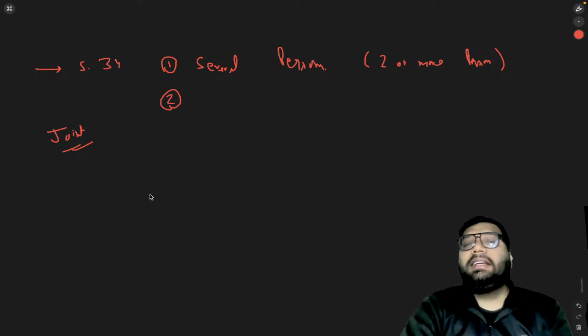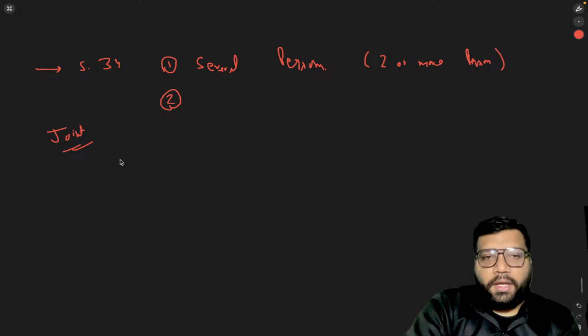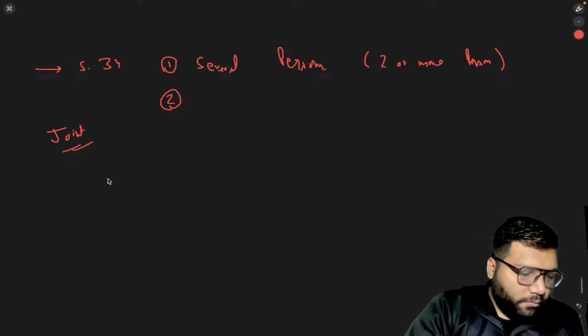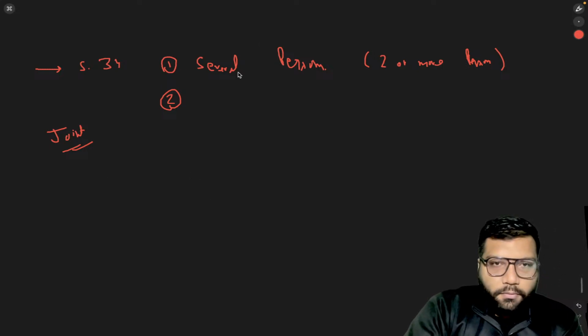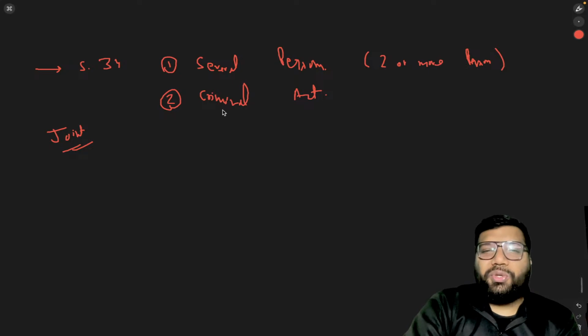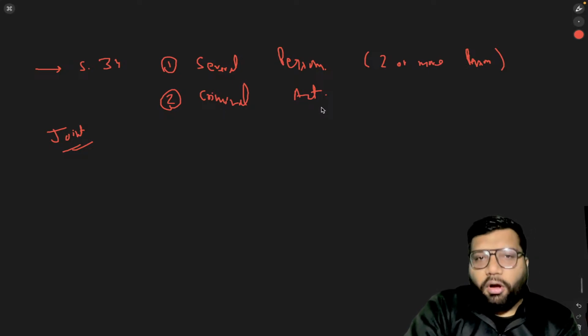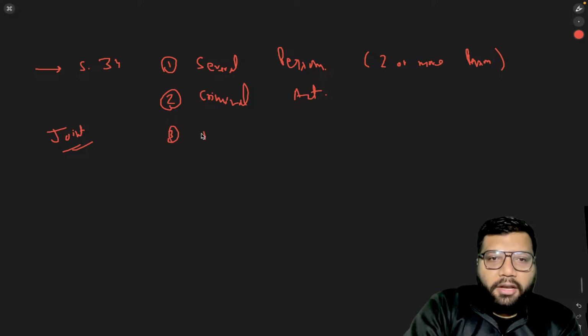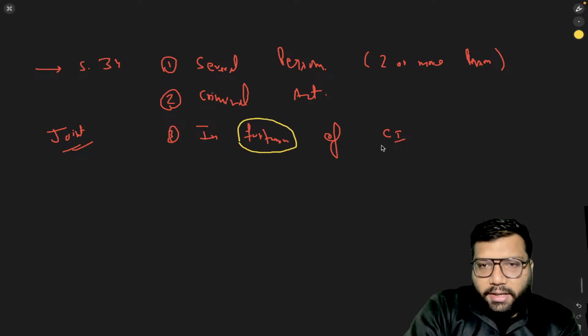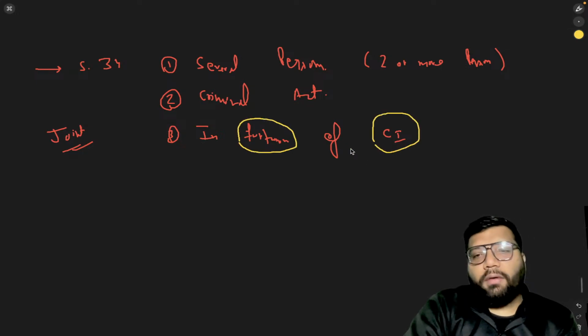Now coming forward to the next essential, the second one. And the second essential says criminal act. So if any criminal act is done by several persons, here criminal act basically means any of your offenses in furtherance of common intention. Now these are the two concepts which we are going to delve into in detail. In furtherance of common intention.